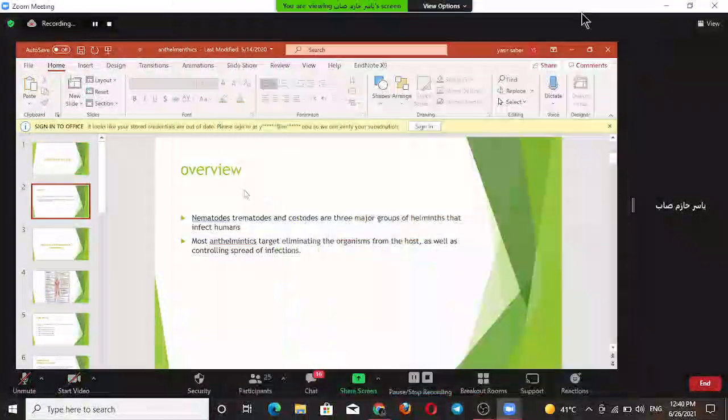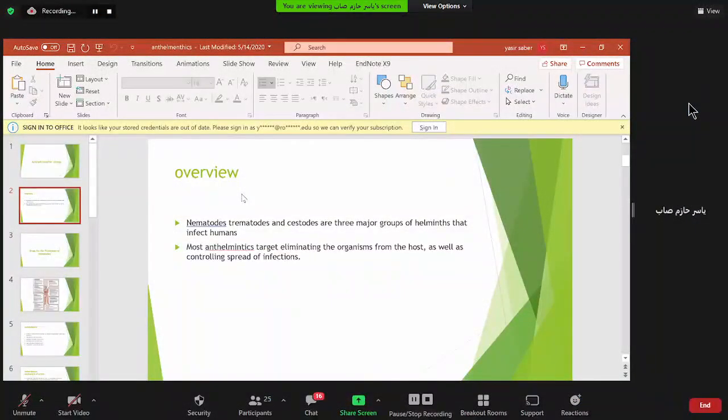In general, the antihelminthics, or helminthics, can be divided into three kinds: nematodes, trematodes, and cestodes. These are the three major groups of helminthics that infect humans.